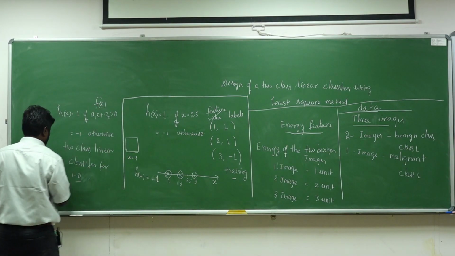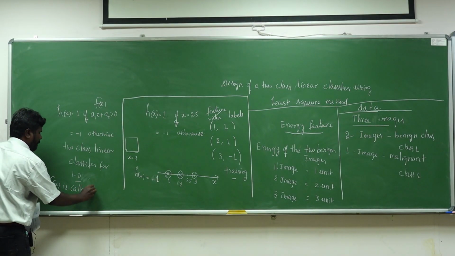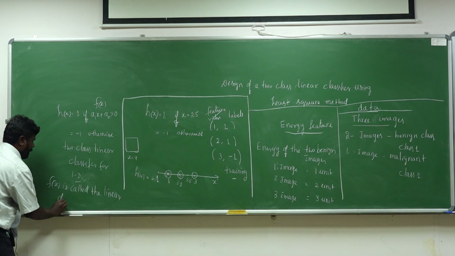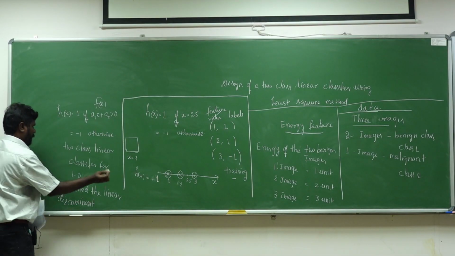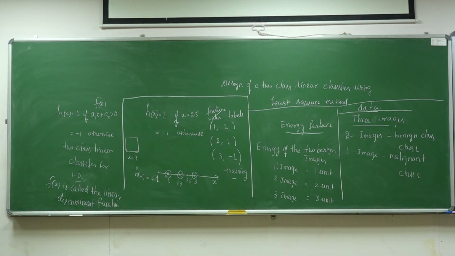This function, f of x, is called the linear discriminant function. What if, suppose, you have n feature values? If I have n feature variables, how do you define the two-class classifier? How do you define that?